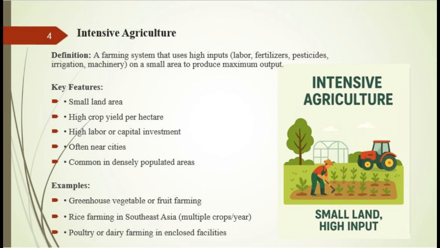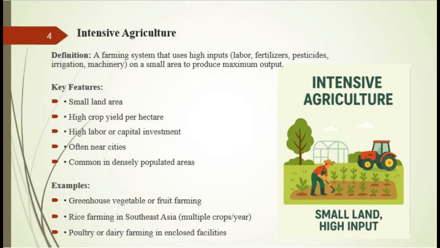Intensive agriculture. Definition. Intensive agriculture is a farming system where farmers use high amounts of inputs such as labor, fertilizers, pesticides, irrigation, and machinery on a small area of land to achieve maximum production. Features of intensive agriculture.